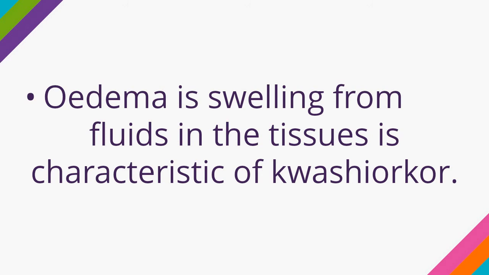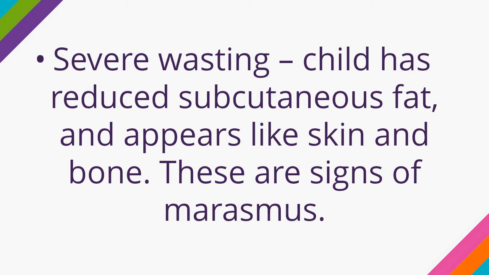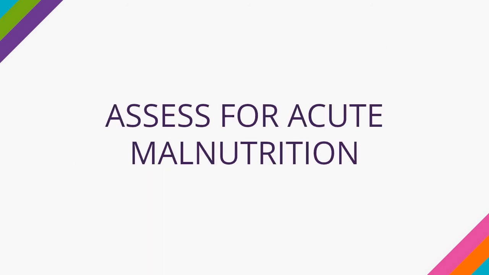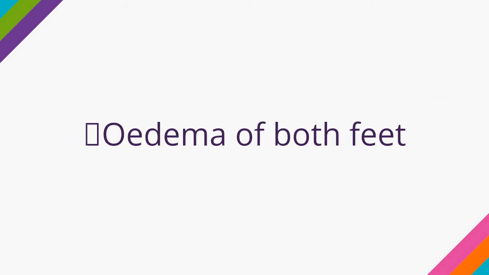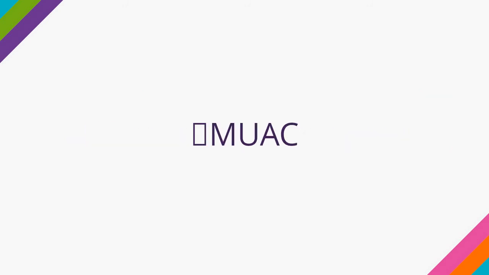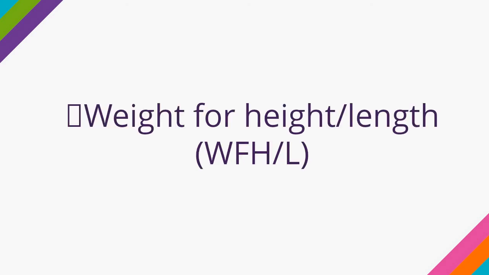When you use the term severe wasting, this is a child who has reduced subcutaneous fat and appears like skin and bone. So these are signs of marasmus. So there are 5 methods used to assess nutritional status of children, which include edema of both feet, middle upper arm circumference, weight for height or length, height for age.